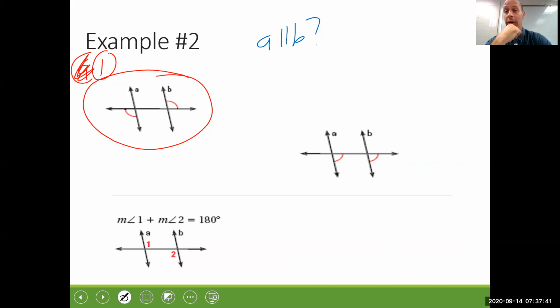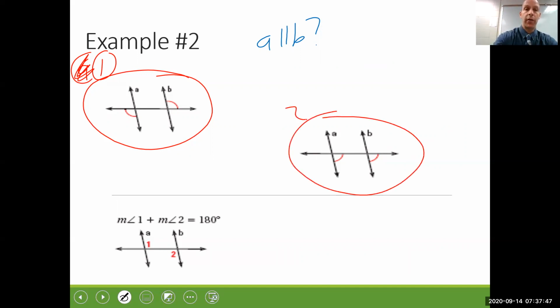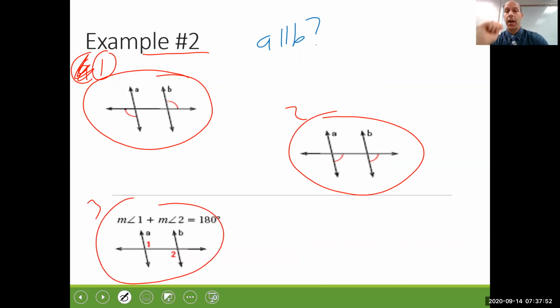So you might want to pause the video and actually try to do these. We'll call this one number 1, this one number 2, even though this is all example 2, and this one number 3. So for example number 1, I'm going to go ahead and get started. Are lines A and B parallel? I'm going to say yes. A is parallel to B. And now the reason why.